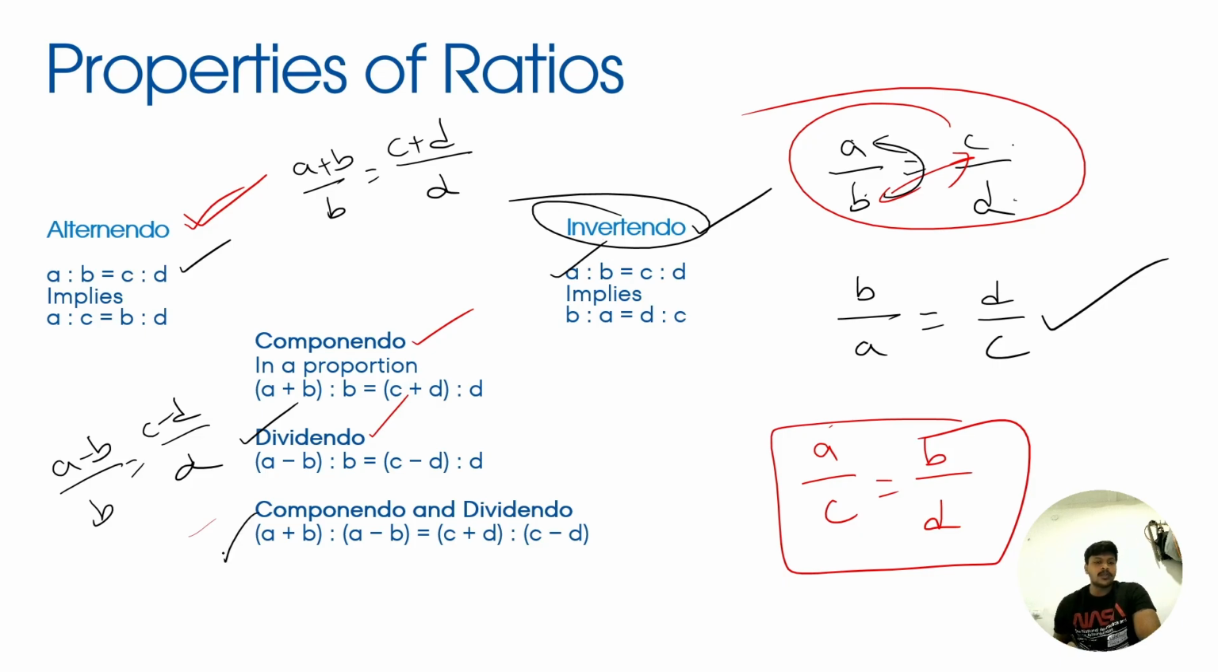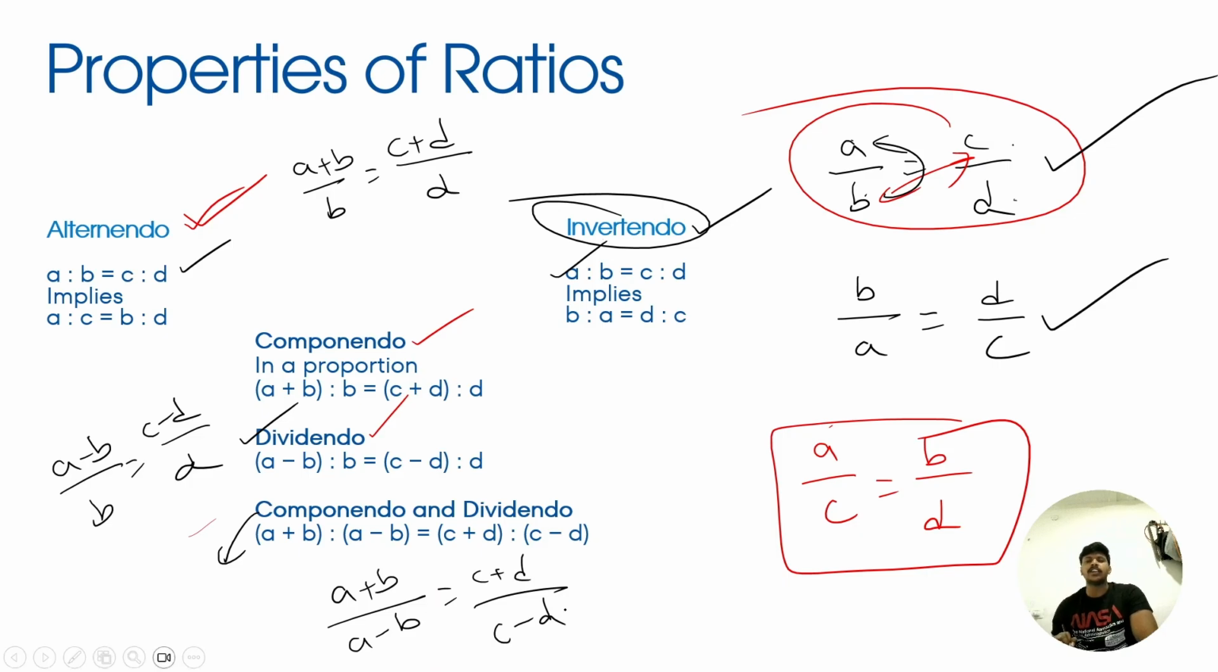Similarly, what is componendo and dividendo? It's a combination of both the properties. One time add to the numerator, one time subtract from the numerator. If A by B equals C by D, then A plus B by A minus B will also equal C plus D by C minus D. Let us take an example and check whether it is true or not for all these values.